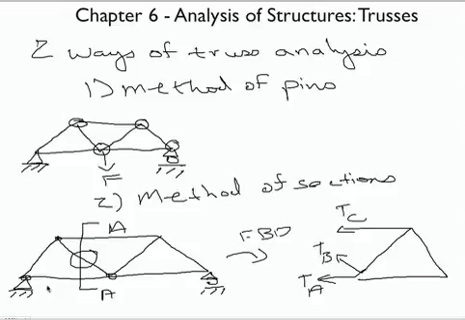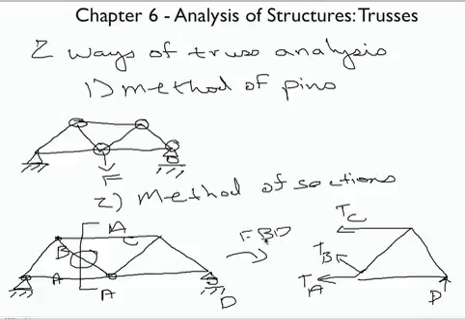Right, so if this was part A, this was part B, this was member A, this was member B, and this is member C. We just represent all of those, and then of course we'd have a reaction here. No, not B, sorry. Let's call that D. So that would be D, that would be that reaction. And then we draw this solution right here. And so that's how we do method of sections.